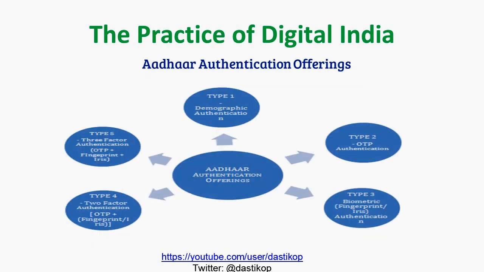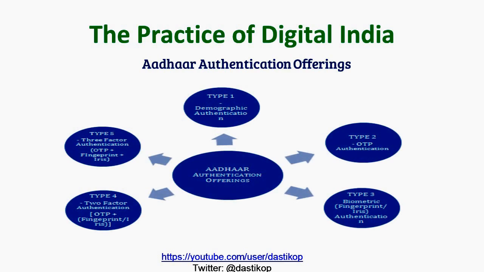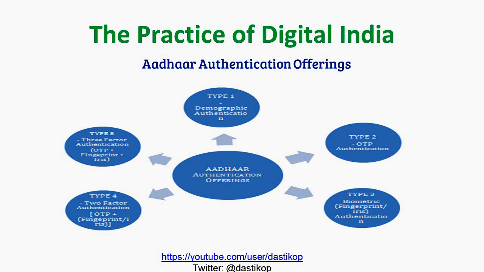The following picture depicts all the types of Aadhaar authentication offerings. Type 1, demographic authentication. Type 2, OTP authentication. Type 3, biometric fingerprint or iris authentication. Type 4, two-factor authentication: OTP plus fingerprint or iris. Type 5, three-factor authentication: OTP plus fingerprint plus iris.